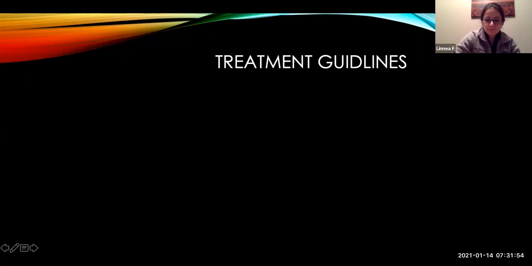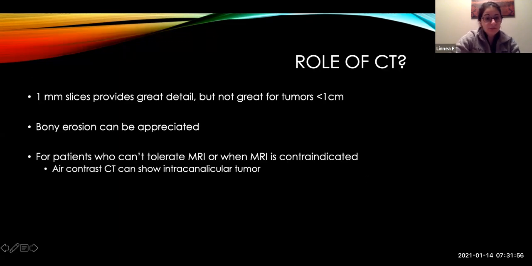Is there a role for CT imaging? It can show bony erosion, or if a patient really can't tolerate MRI or when MRI is contraindicated, it's an option. It's not great for tumors less than a centimeter.